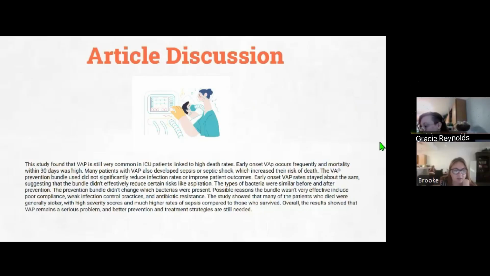The study showed that many of the patients who died were generally sicker, with high severity scores and much higher rates of sepsis compared to those who survived. Overall, the results showed that VAP remains a serious problem, and better prevention and treatment strategies are still needed.